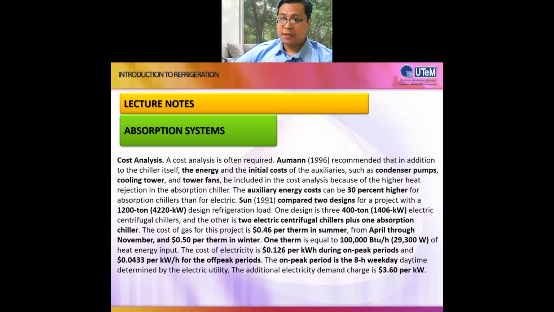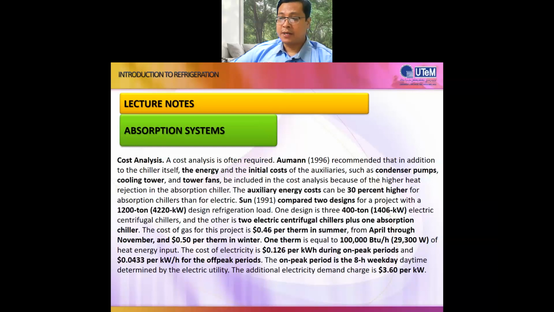And then the sun also has research. They compare two designs for the project, with 1,200 ton and 400 ton. So what differentiates this system? Yeah, the electric centrifugal chiller, and the other is two electric centrifugal chillers plus an absorption chiller. The cost of gas, yeah, so they come out with the price.